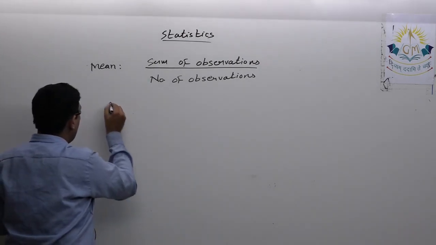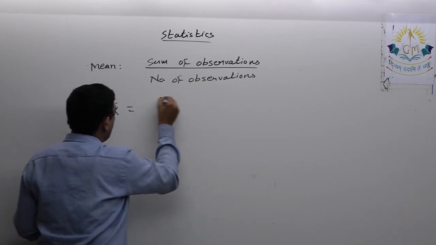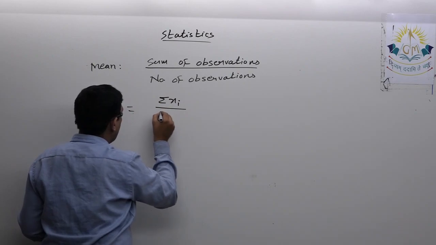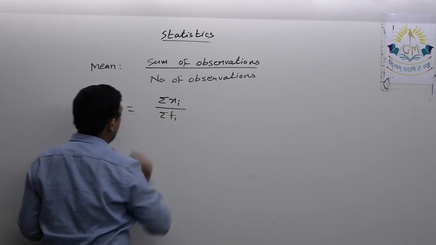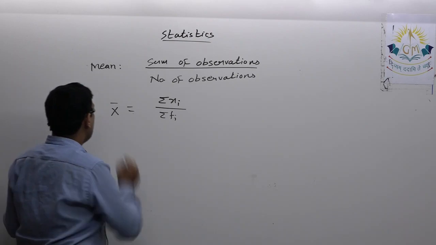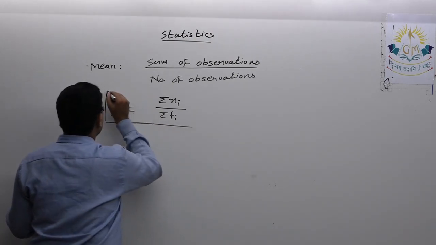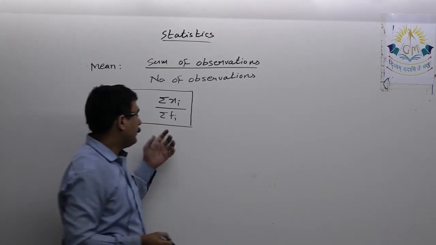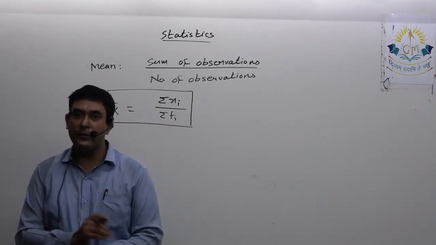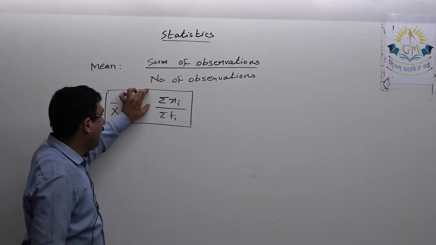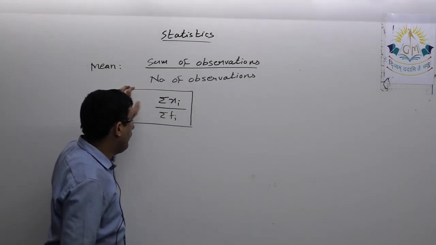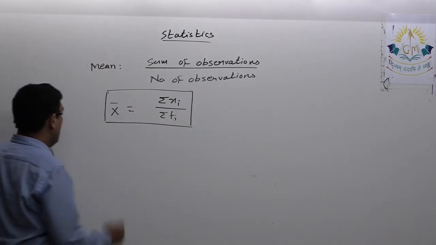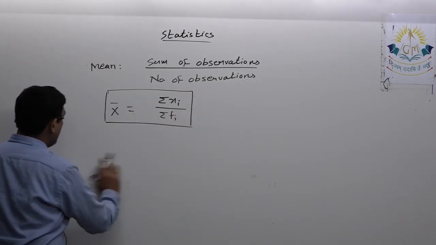It is represented by x bar. The sum of observations can be represented by sigma xi, and the number of observations by sigma fi. This is the mean of ungrouped data. That means if 15 observations are given, suppose the weights of 15 students are given and we have to find the mean weight, we simply add the weights of all students and divide by 15 to get the mean. Now there is one more way to find the mean.